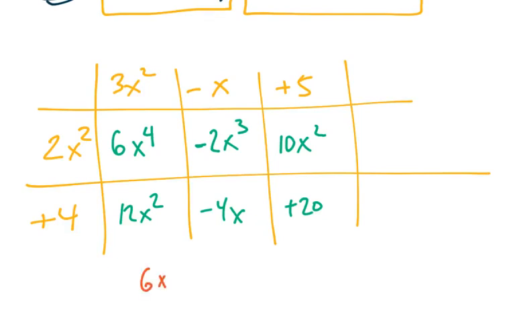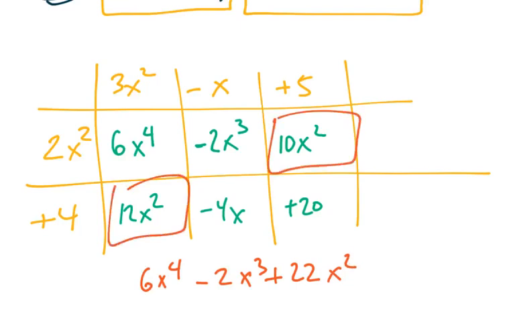So we have 6x to the 4th minus 2x cubed plus 22x squared. Note that you have 10x squared here and you have 12x squared here, so together that's 22x squared, minus 4x plus 20.